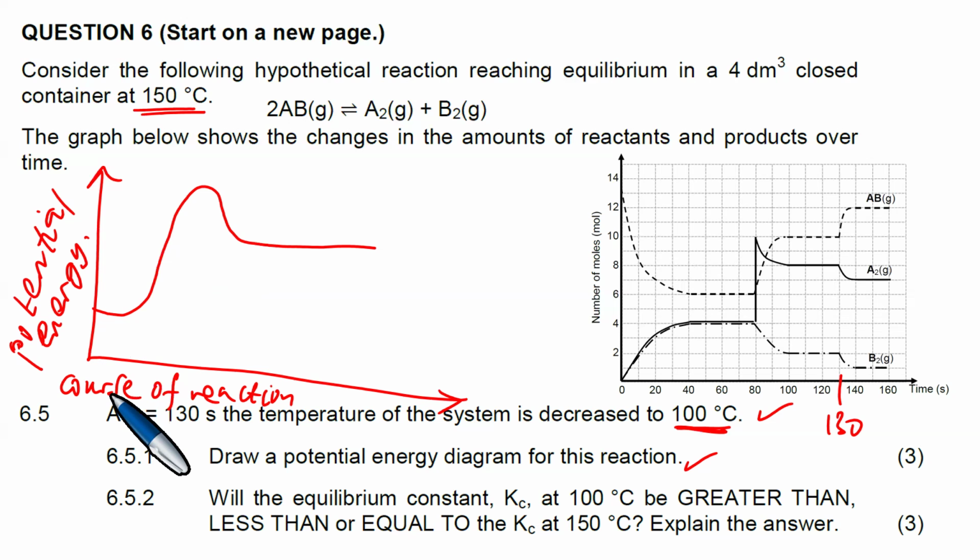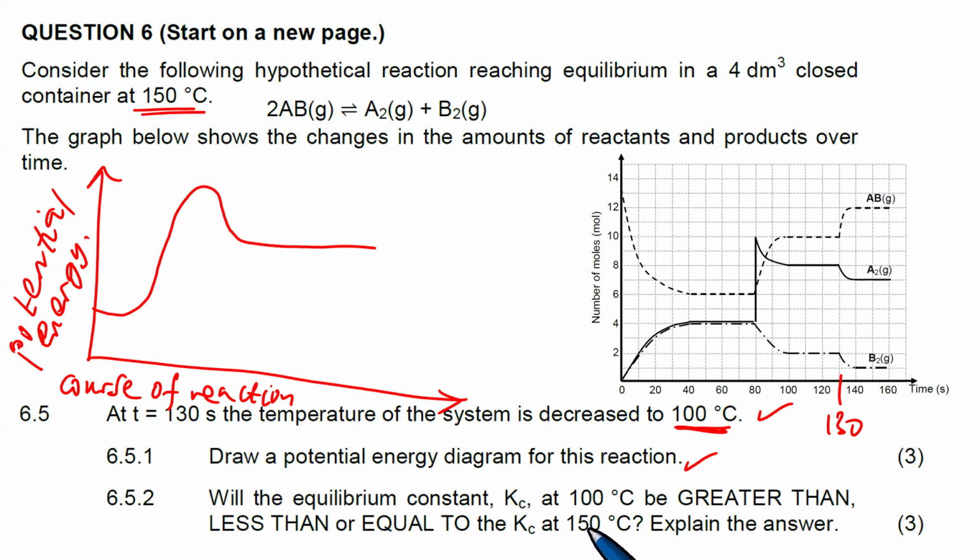This is actually what becomes noticeable there, and we will have more elaborations on this particular note. I will elaborate more on this in a little bit, but this will be the potential energy diagram for this particular reaction. There's more detail we're going to state, but let us first look at 6.5.2. Will the equilibrium Kc at 100 degrees Celsius be greater than, less than, or equal to the Kc at 150?